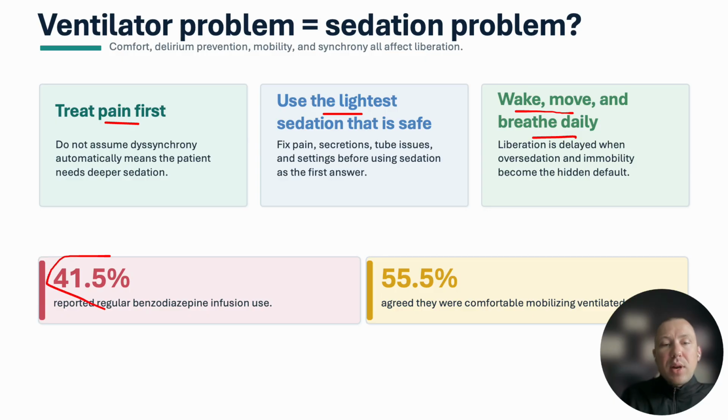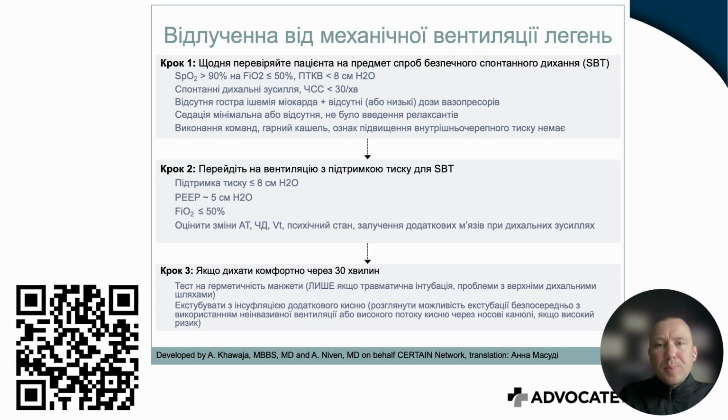41% of you report regular benzodiazepine use. While it's definitely understandable in limited resource settings that benzodiazepines can be acceptable for sedation, we know that those medication classes lead to substantial delirium complications. And mobilizing mechanically ventilated patients should be the goal for any hospital that has a mechanical ventilator in the ICU.